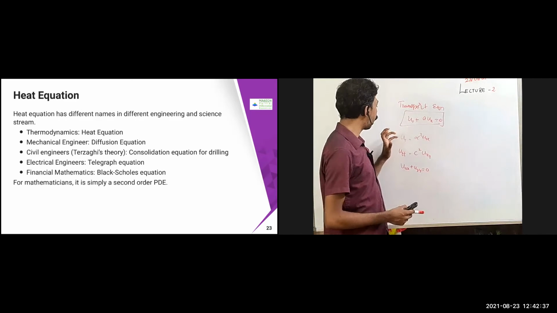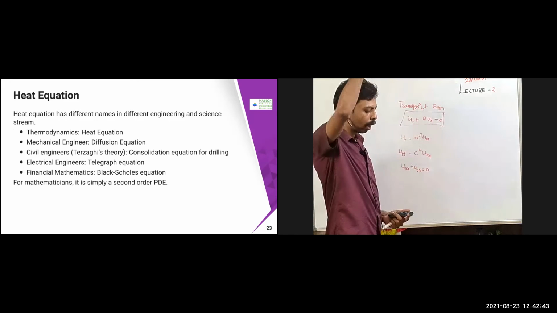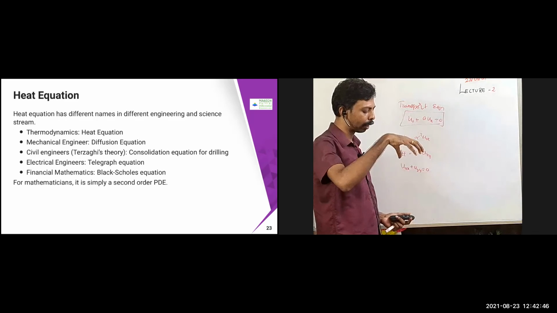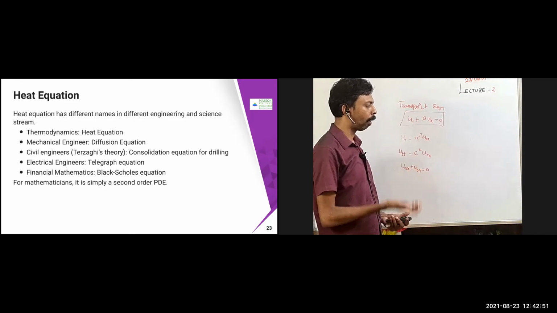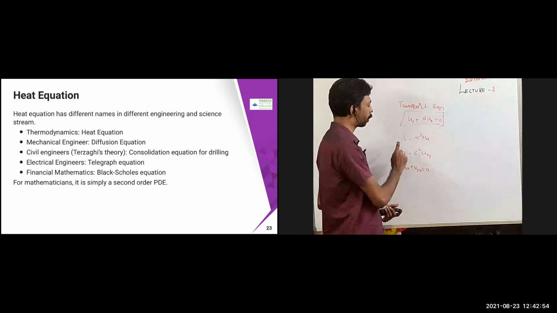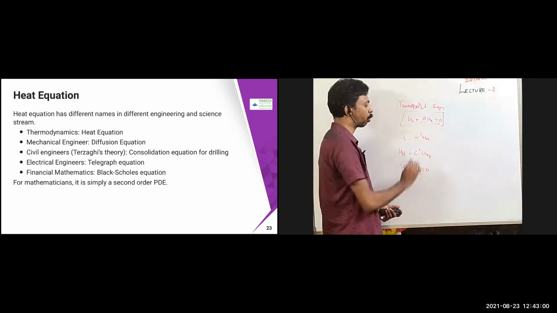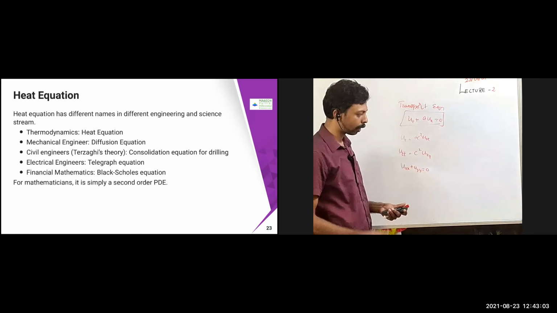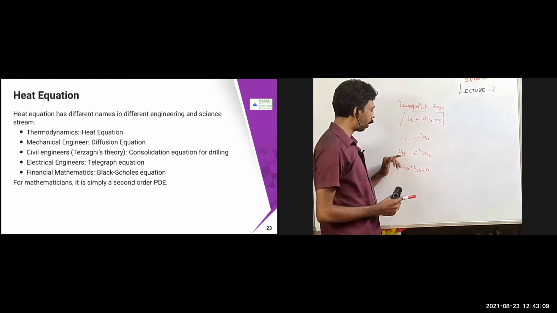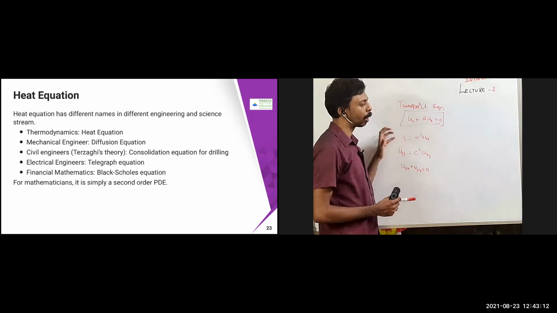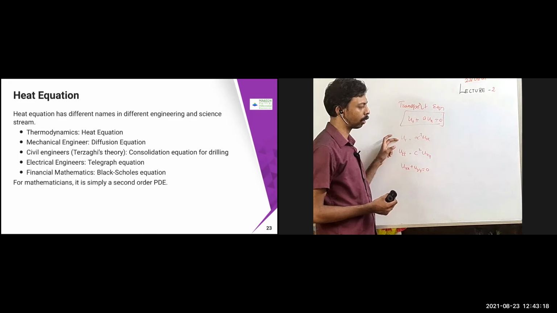And in civil engineering, they have a theory called Terzaghi theory, which is about drilling the earth to take some water or petrol. This equation is used to obtain how much force should be given, etc. That is called Terzaghi theory. It is called the consolidation equation in civil engineering, which is applied in the drilling problem. Electrical engineers use this equation as the telegraph equation. In financial mathematics, this is used as the Black-Scholes equation. That is also there.